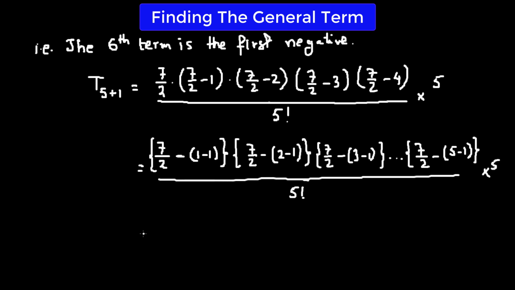Now we plug all of these values into a calculator, and this gives us -7/256 x^5. So the first negative term appears in the sixth term, and its value is -7/256 times x^5.